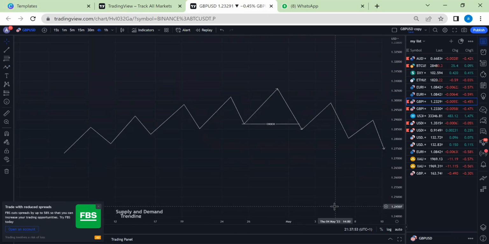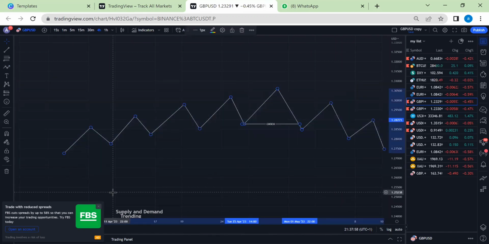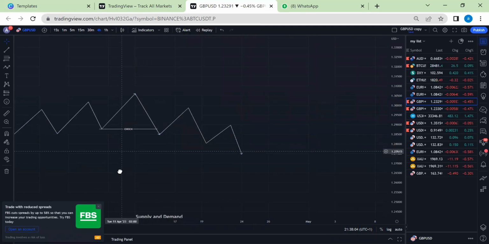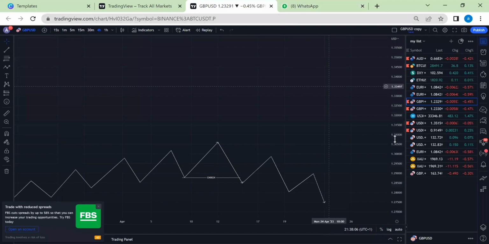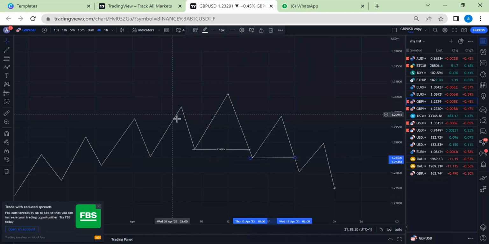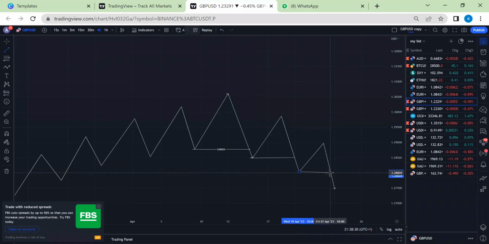Okay, let's take a moment. Let's just go back over all the bits. So at this point, we have what? A change of character. Immediately this change of character happens, you are now expecting new lows. You're expecting break of structure to the downside. And instead of higher high, higher low, we now start having lower low, lower high, lower low, lower high. That is change of character. So you can see change of character is that point where we change from uptrend.